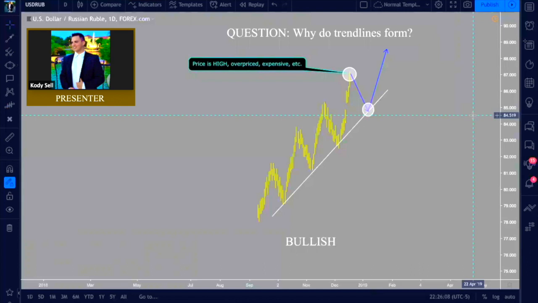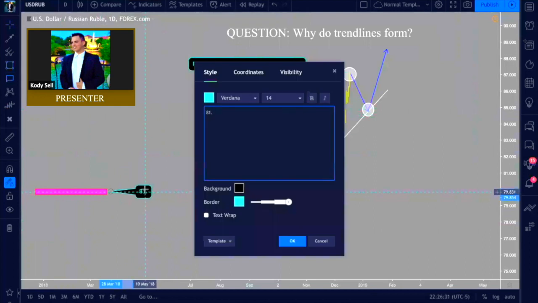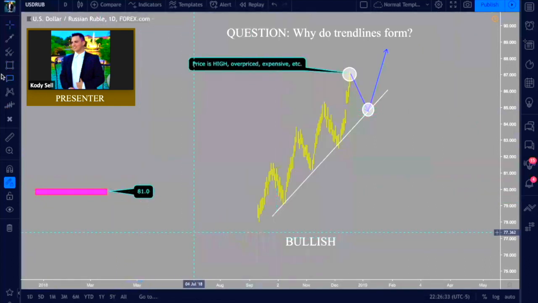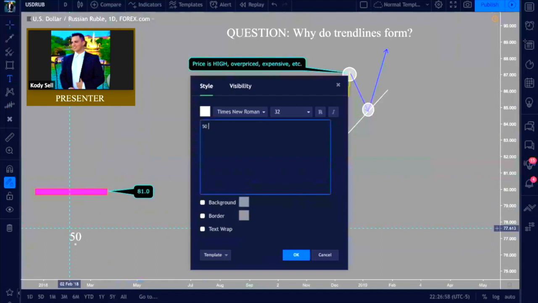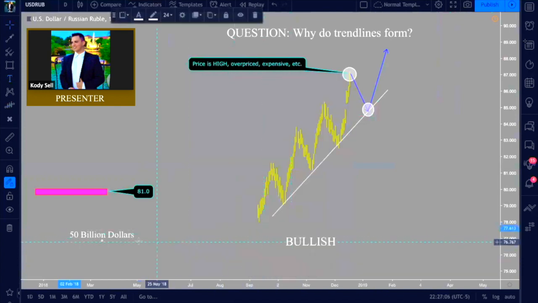Because we understand that big players are the ones that actually control the market trend, here's another way I want you to understand what a trend line really represents. So let's say that over here, we start off and price is at 81.0. And then let's say that some big institution has a total of $50 billion that they need to get rid of. So let's go ahead and write down $50 billion that they need to get rid of. All right. So they need to get rid of $50 billion.